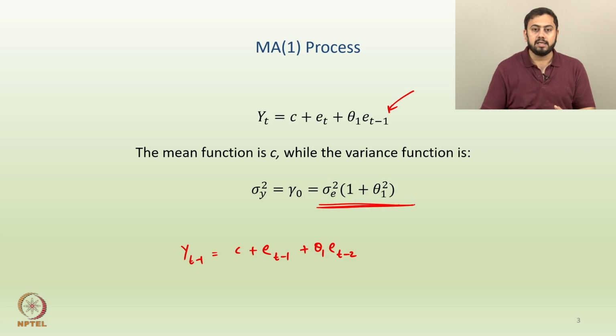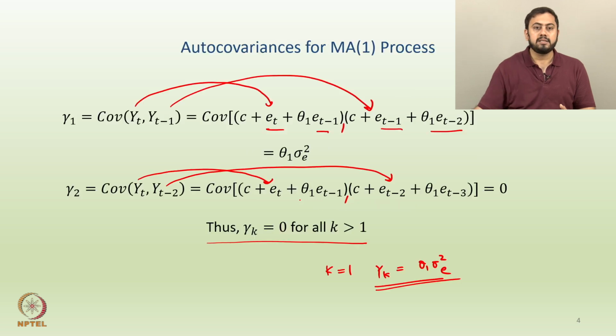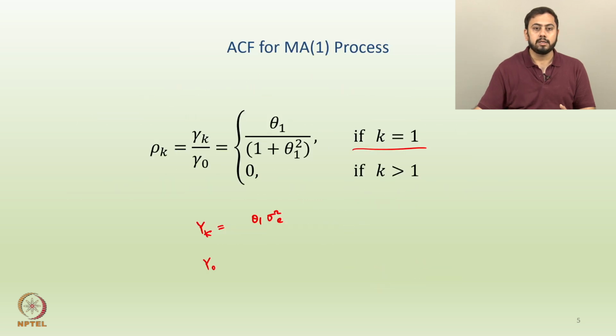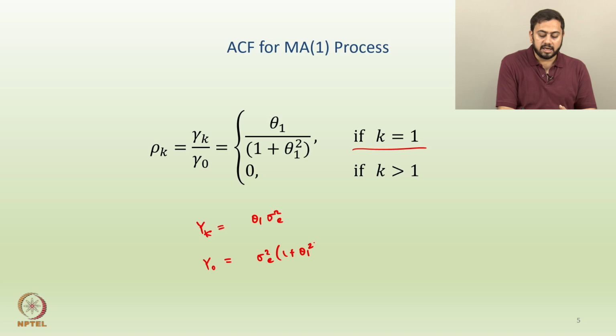So, sigma square E into 1 plus theta 1 square, which is nothing but gamma 0, right. So, if you replace these two quantities in this ratio here, you will essentially get what you see here. So, gamma 0 is how much? Gamma 0 is sigma square E into 1 plus theta 1 square. So, if you take the ratio of gamma k and gamma 0, you get what you see here.